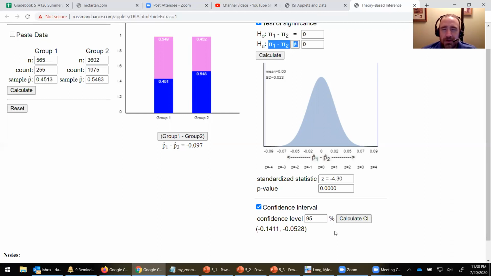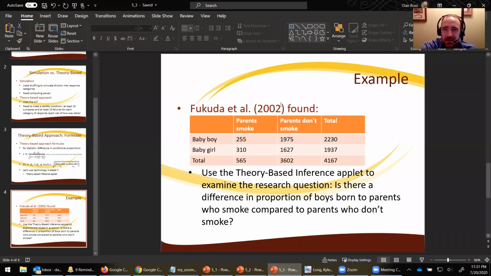A couple of quick follow-ups. Do we really believe that this should generalize to all parents? Well, that's an important question. How would we need to answer that? We would need to know how Fukuda et al. got their sample of 4,000 parents. If they did a truly random sample of parents, let's say in the US, then we should feel like these results do apply to parents in the US. On the other hand, if this was some kind of convenience sample or a voluntary response, we may not be very sure who this should apply to.